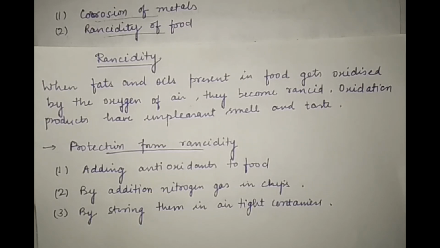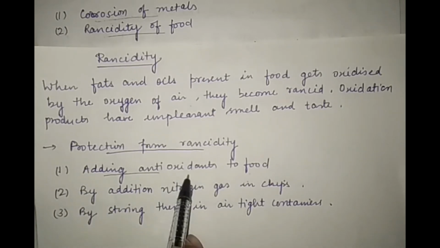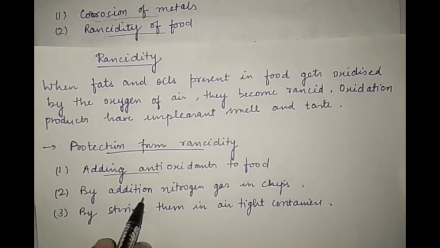So how can we protect our food from becoming rancid? There are various methods. First is adding antioxidants to food. Antioxidants are the substances which protect or prevent the oxidation of some material or substance. Therefore, if we add an antioxidant to our food, then it can prevent the oxidation. Next is by adding nitrogen gas in chips.